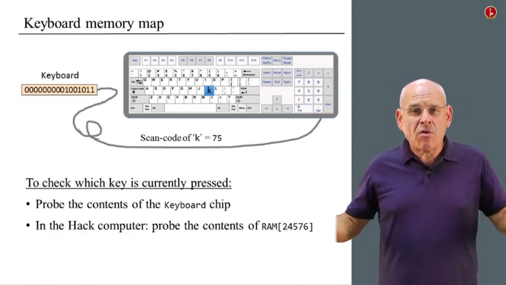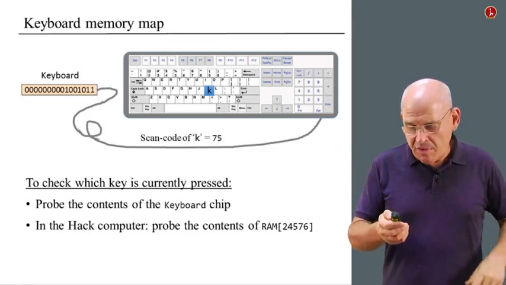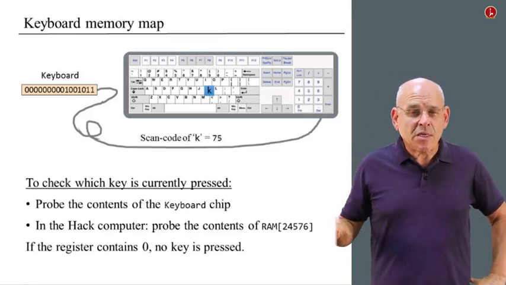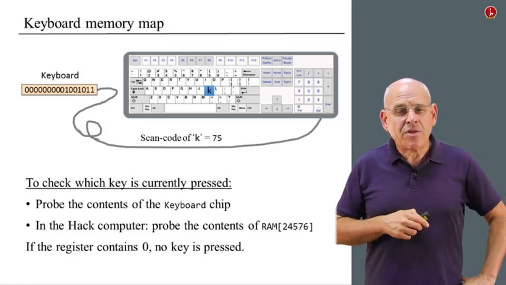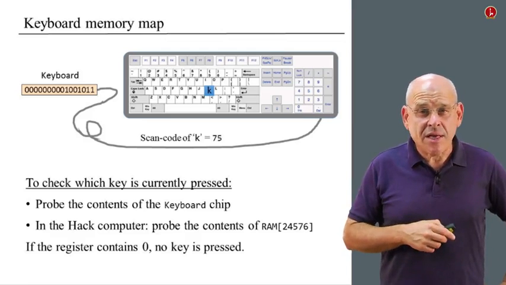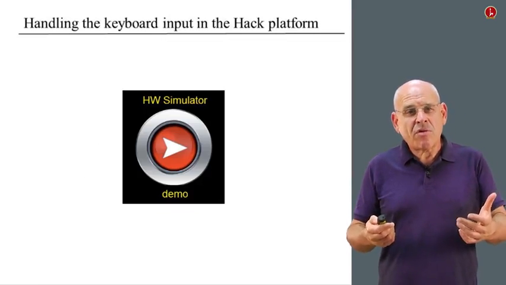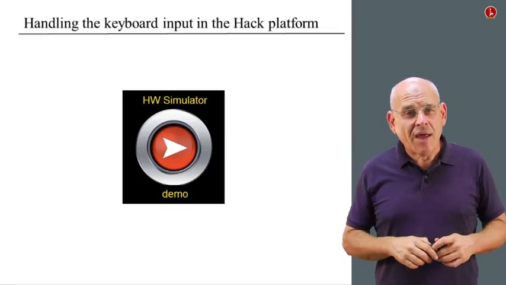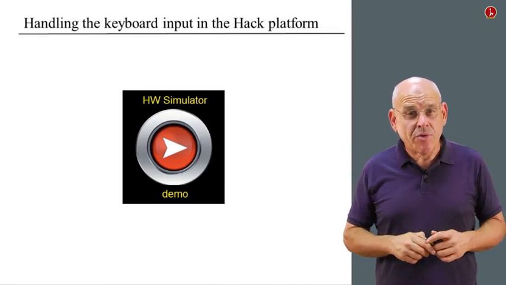And the keyboard in this overall address space is going to be located at address 24576. So if I want to know if someone is pressing the keyboard, I have to look up the value of this particular memory register. If the register contains 0, no key is pressed. If it contains some other number, I can tell which key was pressed according to the scan code. To make this more vivid, I'd like to give you a demonstration of how your physical keyboard is connected to the Hack computer through this keyboard memory map. So that's what we'll do next.